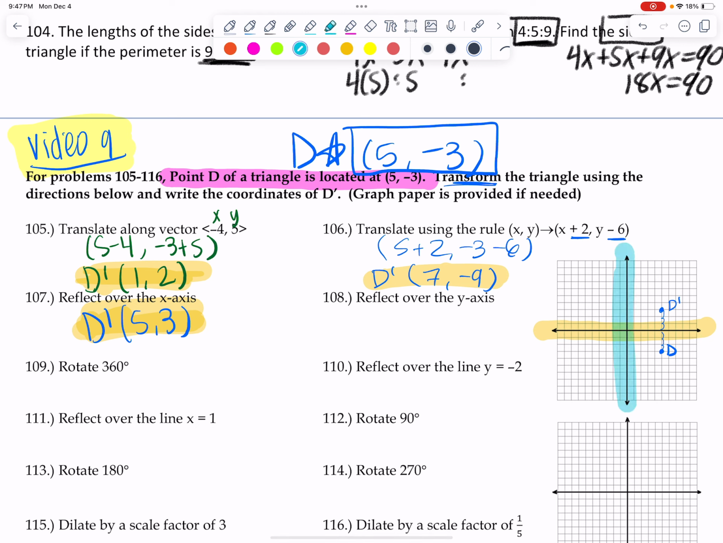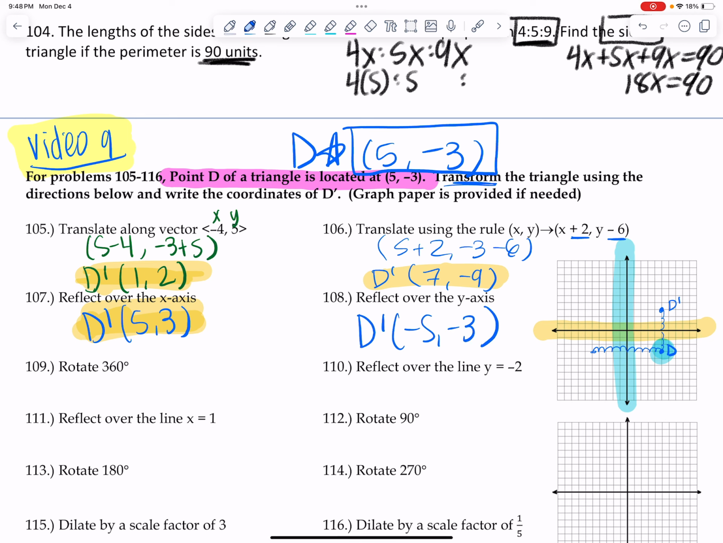Okay, but what if I took D, the original point, and what if I moved it over the y-axis? What's going to change instead? Instead of it being on the right side of this blue line, 1, 2, 3, 4, 5 on the right, it'd be 1, 2, 3, 4, 5 on the left. So that would be at the point over the y-axis. That would be at the point (-5, -3). D prime would be at (-5, -3) if I moved it from here to over here. Okay, so just thinking through that.